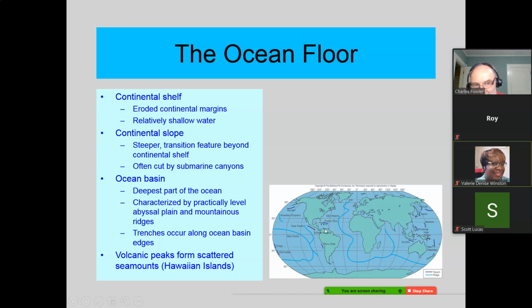Now, and again, they haven't got the slide here yet, but then you have the trenches here, the Puerto Rico Trench, the Middle America Trench, the Peru-Chile Trench, the New Hebrides Trench, the New Britain Trench, Sunda Trench, Mindanao Trench, okay, Marianas Trench. Now you can't see it, but there's a string of islands here called the Marianas Islands.